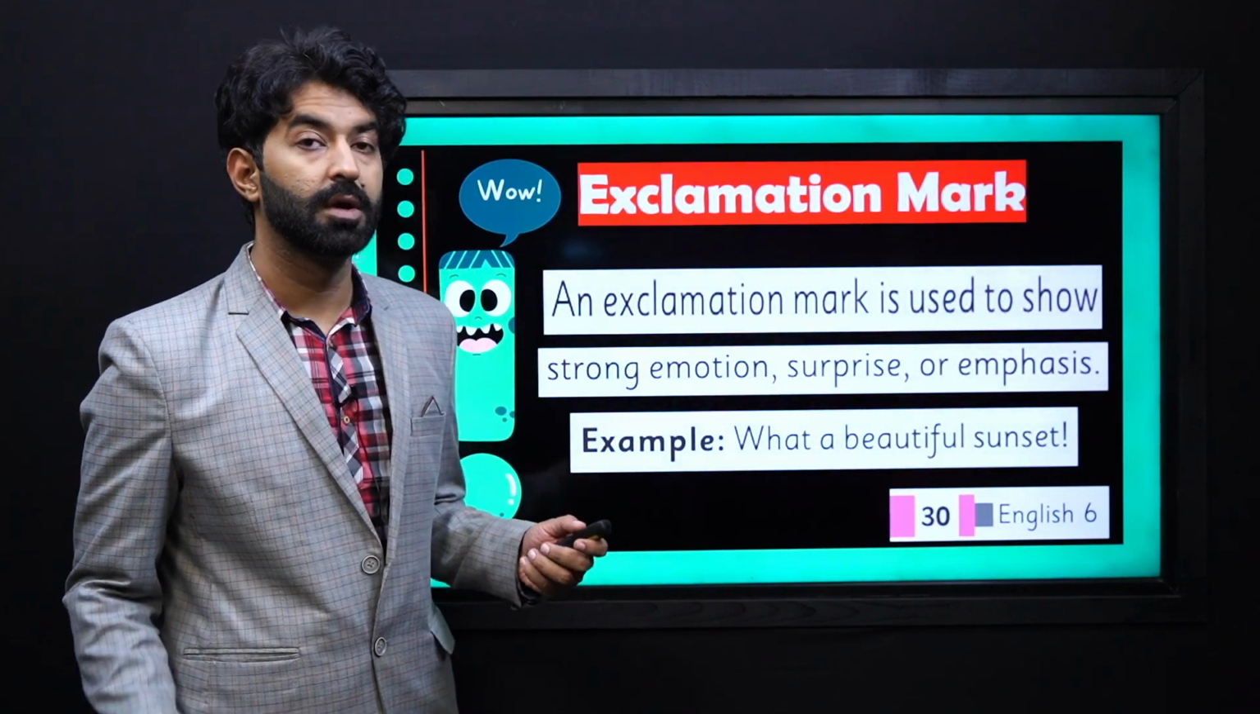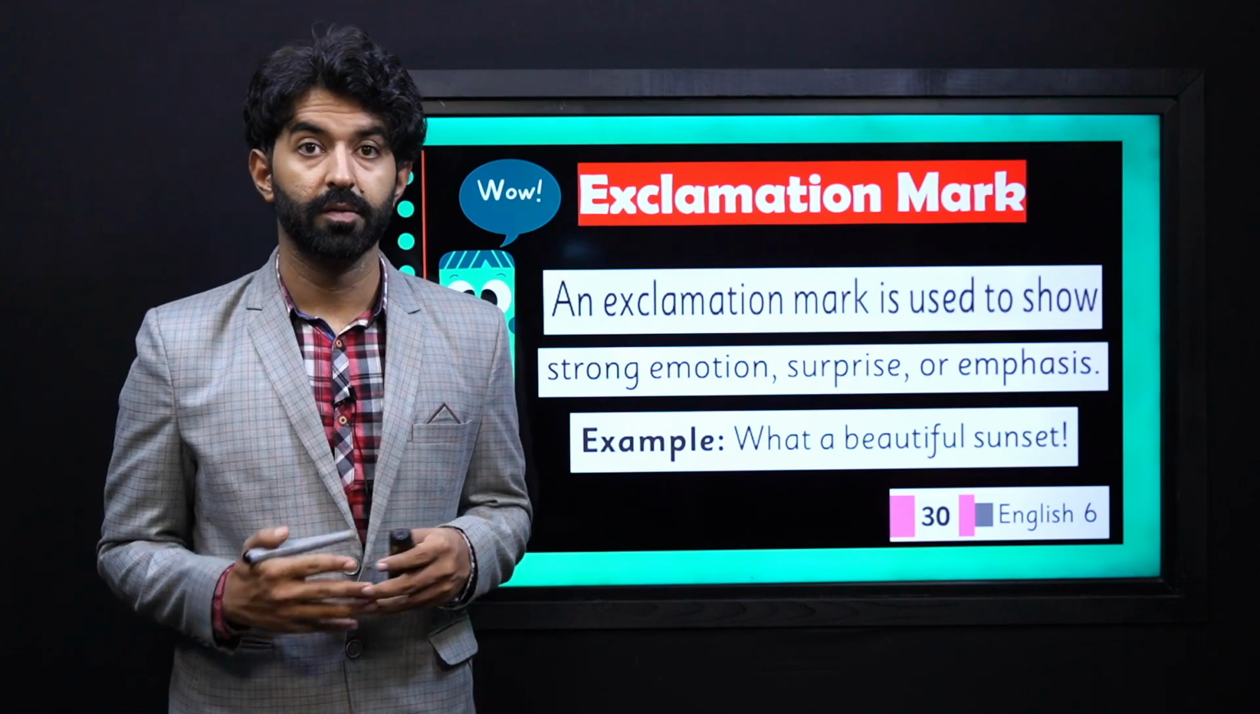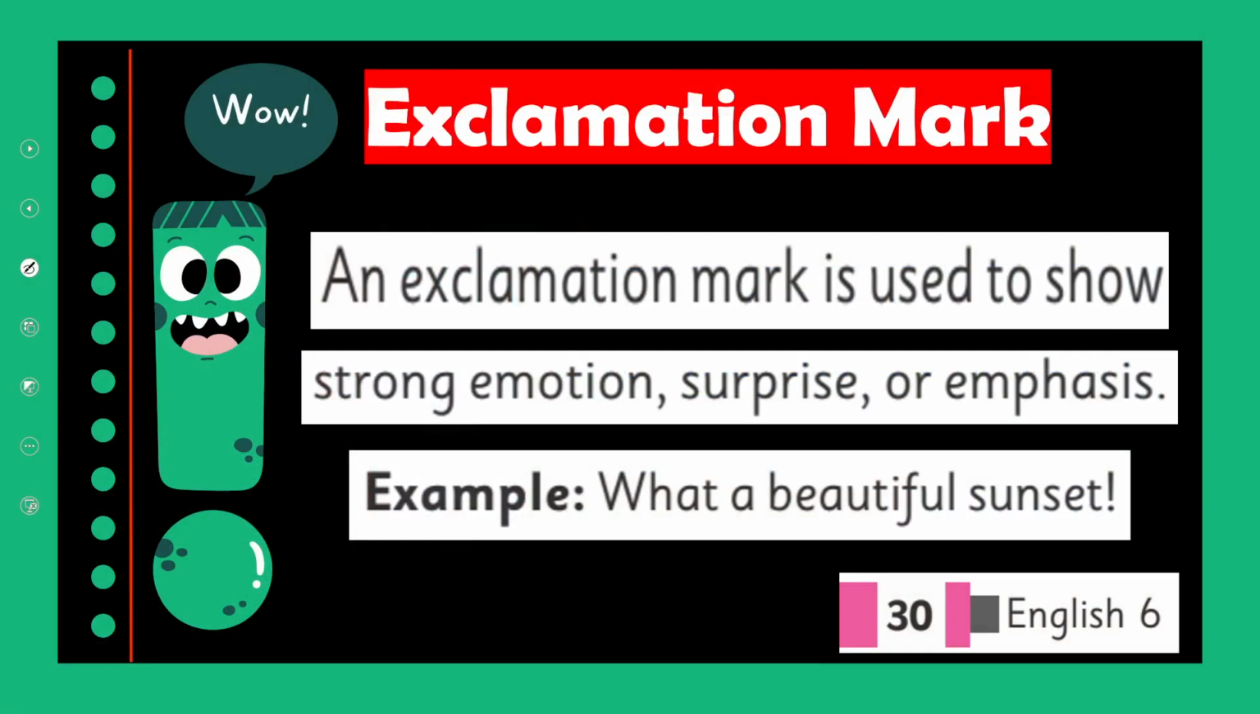Let's talk about the exclamation mark we use in our writing. So an exclamation mark is used to show strong emotion, surprise, or emphasis. For example, what a beautiful sunset! Now this is like you are showing an emotion. So this will end with an exclamation mark, which looks something like this.